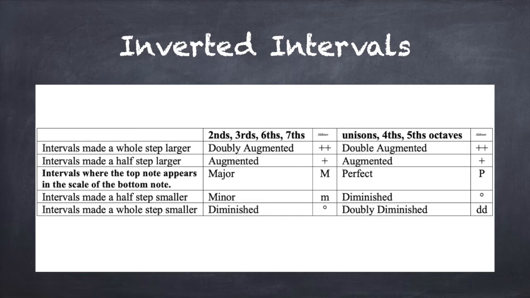If you examine the chart, you will notice that when a major interval, like a second or a third, sixth, or seventh, is made larger, it becomes augmented. If you were to make it larger by a half step again, it would become doubly augmented. Perfect intervals also become augmented and doubly augmented when made larger. It's when the intervals are made smaller that there is a difference. Major intervals made smaller by a half step are minor, made smaller by 2 half steps, they're diminished. Perfect intervals made smaller go directly to diminished, and if made smaller by 2 half steps, are doubly diminished.